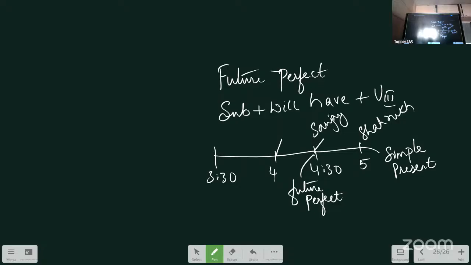So future perfect again, what is the structure? Will have plus verb third form. And how do you use future perfect and simple present together? The first action of the future must be in future perfect. Second action must be in simple present. Is that clear, all of you? So let us say your friend says, I will call you at 10 p.m.